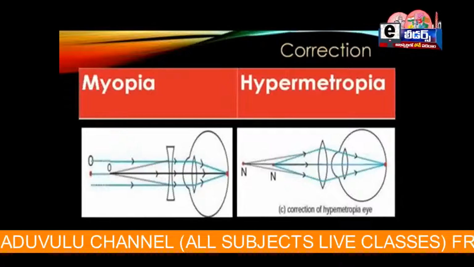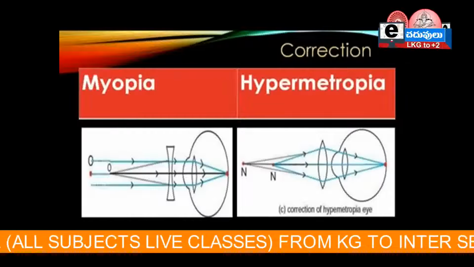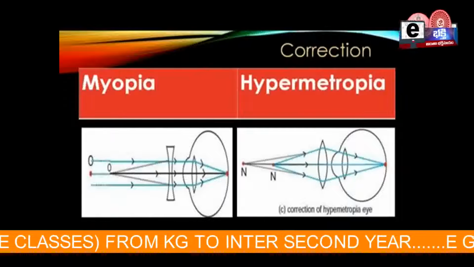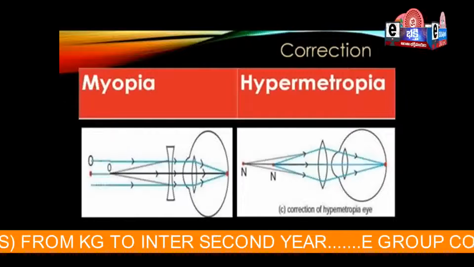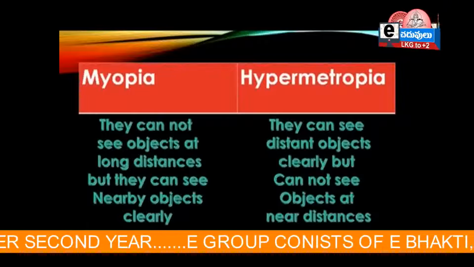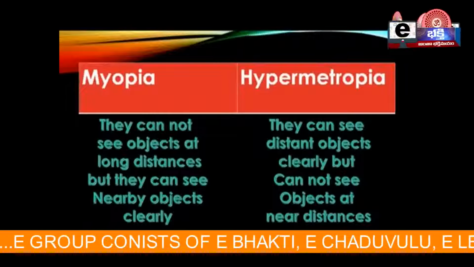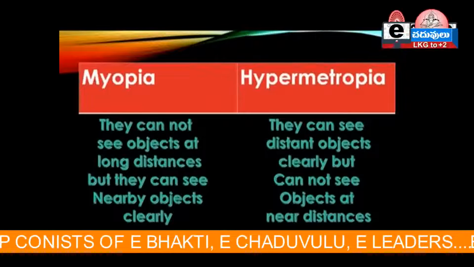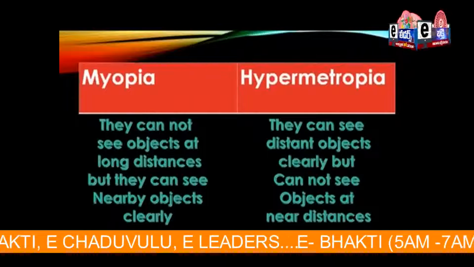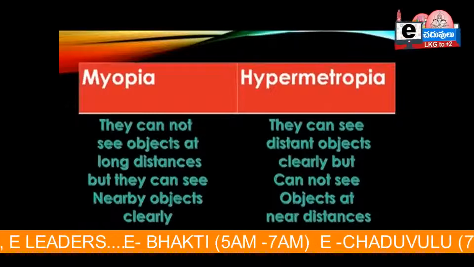See the next difference, the correction. In myopia, the concave lens will be used for the correction, and for hypermetropia, the convex lens will be used for the correction. The third difference: in myopia, they can't see objects at long distances, but they can see nearby objects clearly. Whereas in hypermetropia, they can see distant objects clearly, but they can't see objects at near distances.